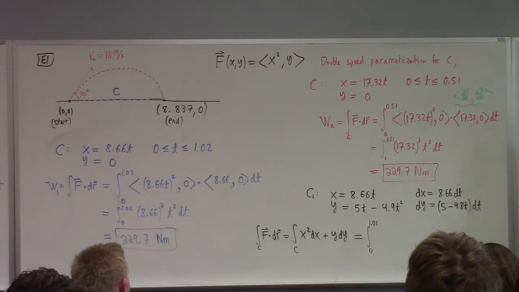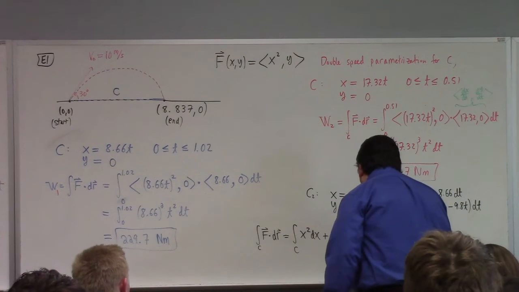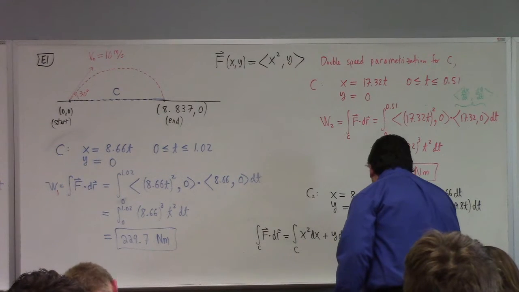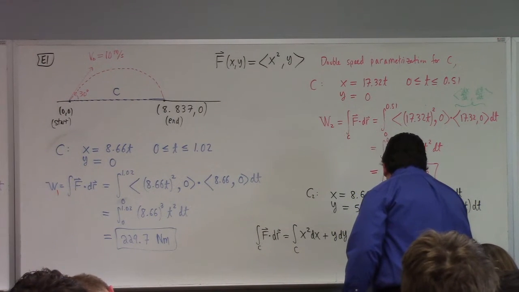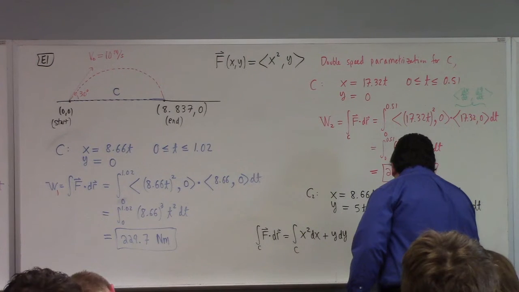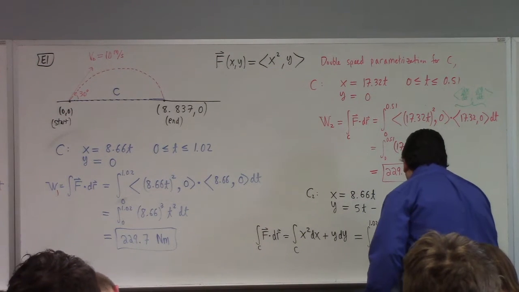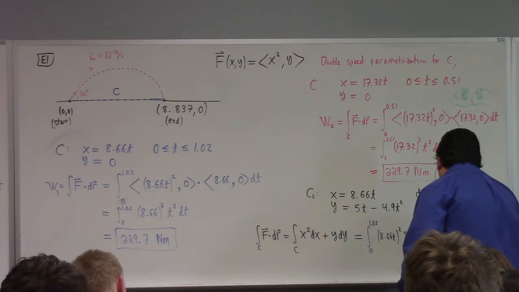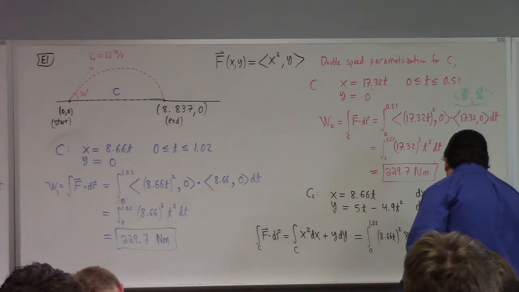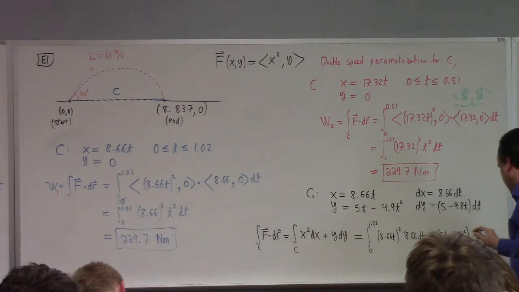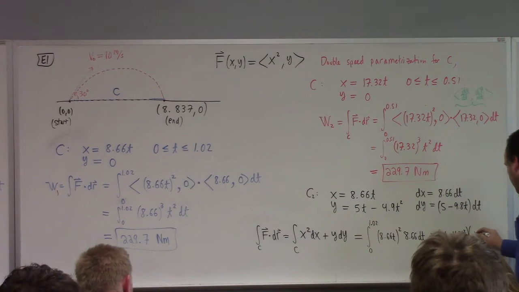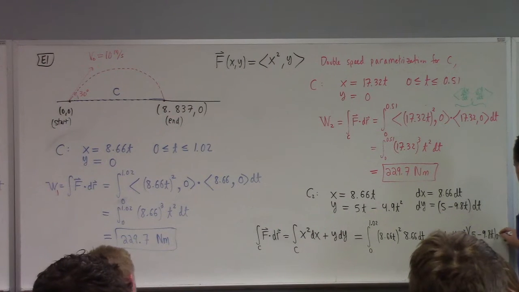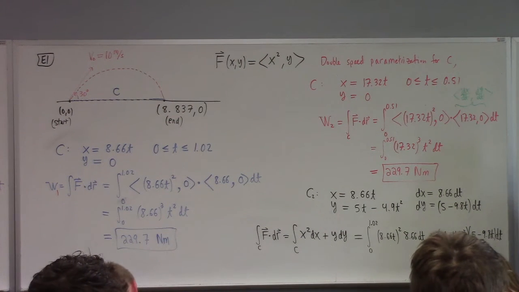So anyway, x squared is 8.66t. I square that thing. I multiply by dx, which in this case is 8.66 dt. And then I add my y, which was a little bit ugly, but 5t minus 4.9t squared. And then I multiply by my dy. My dy here is 5 minus 9.8t, and then there's a dt here as well.